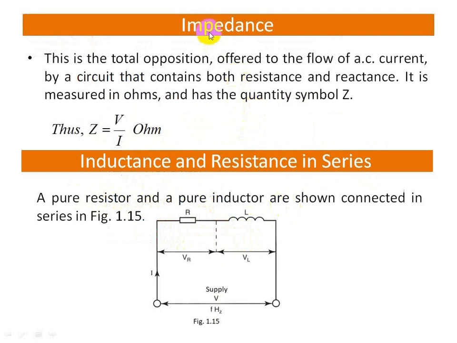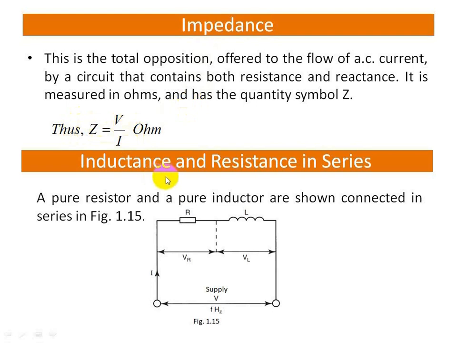Next, when we move on to RL, RC, RLC circuits, we'll find the combination of resistance and inductive reactance, resistance and capacitive reactance, or resistance, inductive reactance and capacitive reactance in these circuits. In these circuits, the opposition quantity which opposes the flow of current in the RL, RC or RLC circuit, we call it impedance. Impedance is nothing but the ratio of V by I, the supply voltage divided by the current in the circuit.